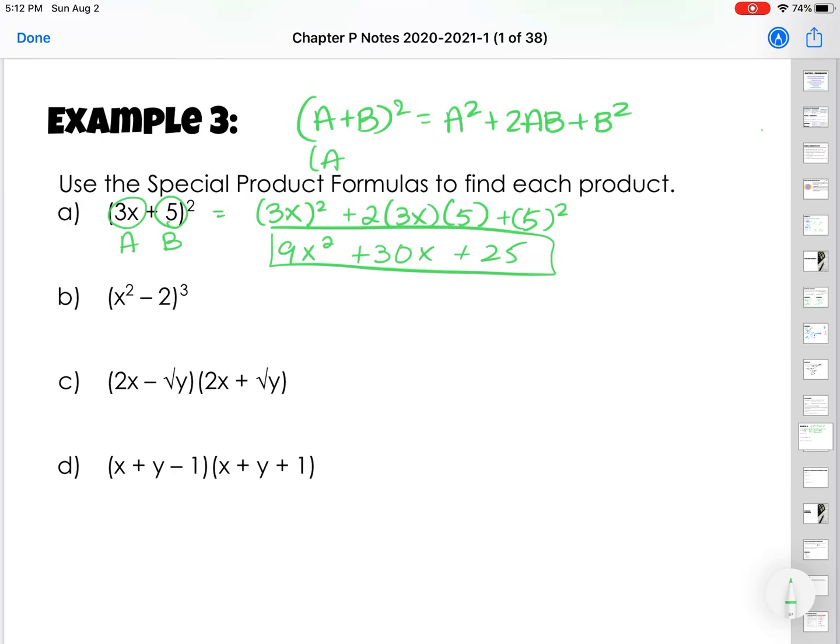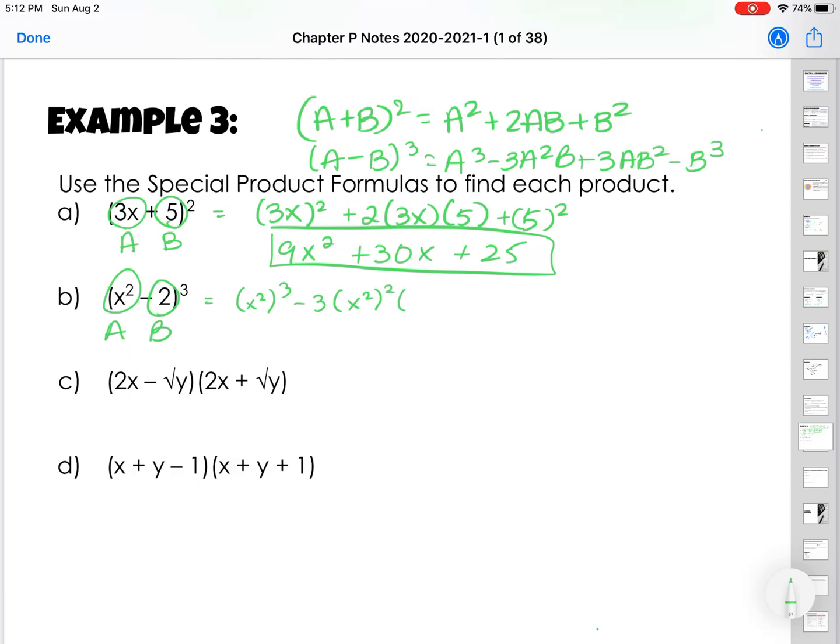So x squared minus 2 cubed. So the formula for cubing a minus b: that was a cubed minus 3a squared b plus 3ab squared minus b cubed. Okay. So again, this is acting like my a, this is acting like my b, and the symbols are already figured out for me. So I'm going to do my a cubed, so that's x squared cubed, minus 3 times a squared times b, plus 3 times a times b squared, minus b cubed.